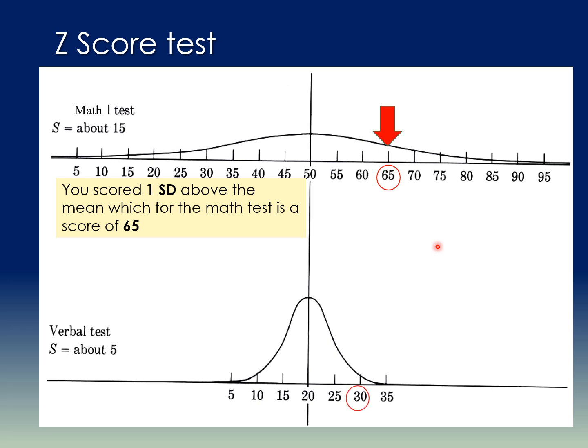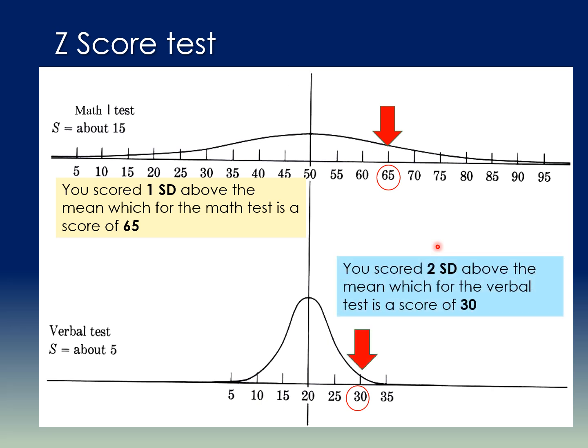The verbal test down below, you scored 30, okay? And what that means is you also scored 10 points above the mean, which means that you scored 2 standard deviations above the mean, because the standard deviation for the verbal test was 5, and you scored 10 points above the mean. So this is where you're holding on both scales.